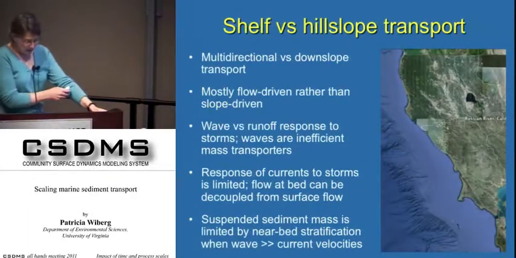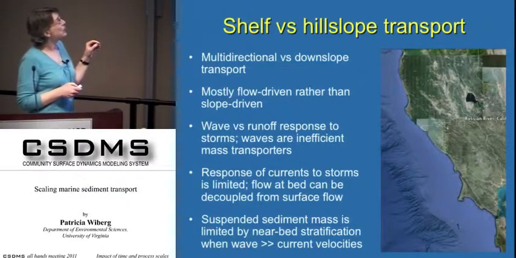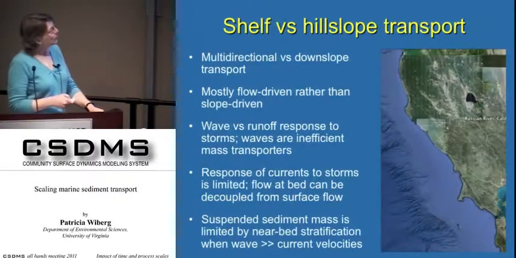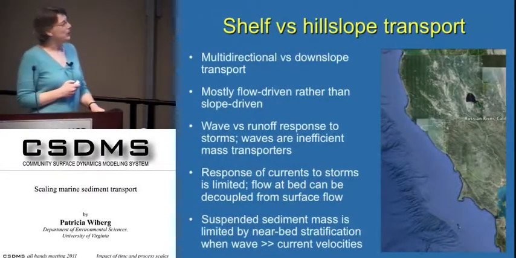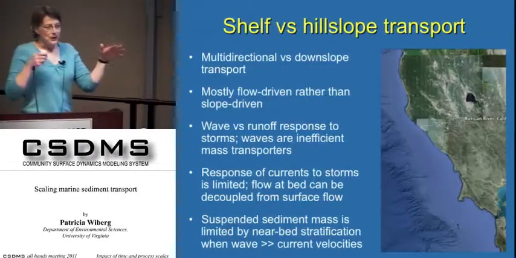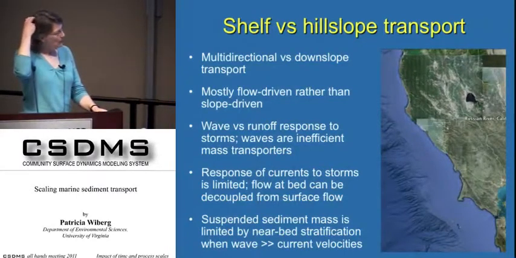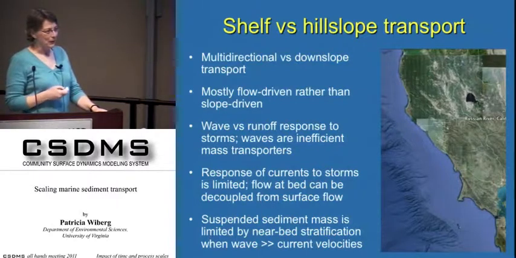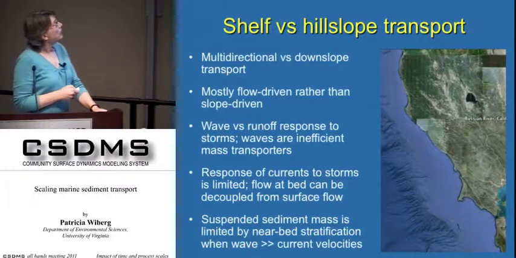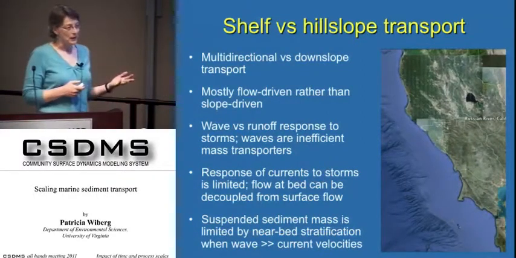So in order to facilitate that, I thought I'd start by drawing some contrasts and similarities between hillslopes and shelves, which a shelf is, in some sort of way, kind of a hillslope on the margin. And I'm doing this in part just to cast the two problems so that whatever intuition you might have about hillslope systems, you might be able to think about how transferable it is to the marine environment. So in marine environments, we have multi-directional versus primarily downslope transport.